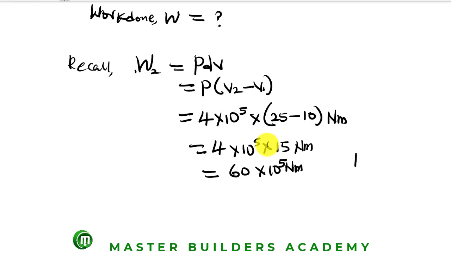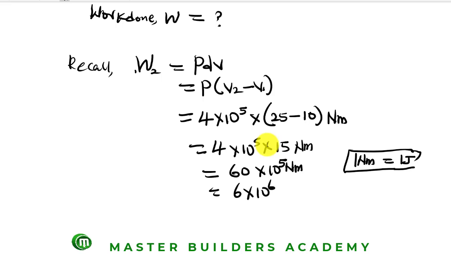One thing you should know is that 1 newton meter is equivalent to 1 joule. Don't forget this. 1 newton meter is equivalent to 1 joule. That means this can be equivalent to 6 multiplied by 10 raised to the power of 6 joules. This can be your answer.